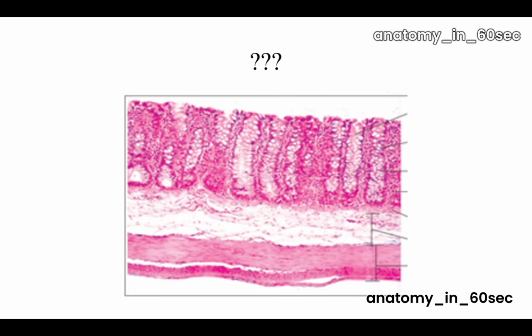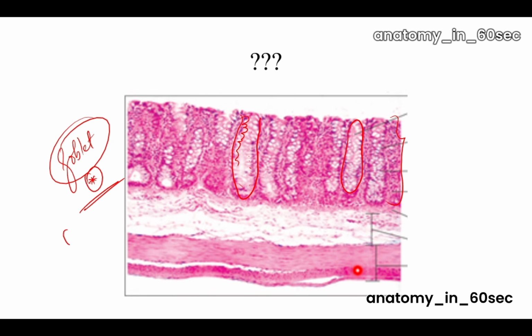In this slide, in the epithelium, we can see an excessive number of goblet cells. Can you see? If this is the epithelium, in the epithelium mostly goblet cells are seen. Proportionately, when compared to other cells, goblet cells are very extensive. So goblet cells are the key identifying feature for the colon slide.